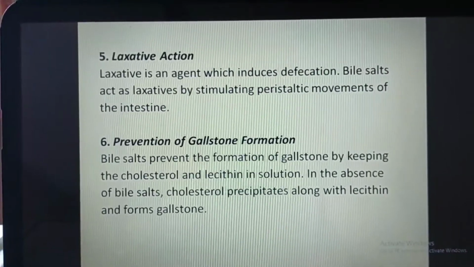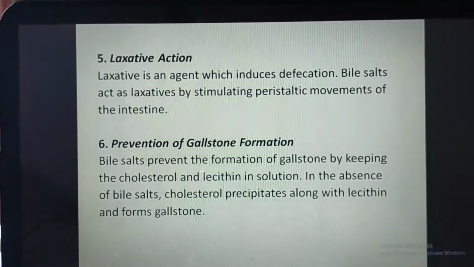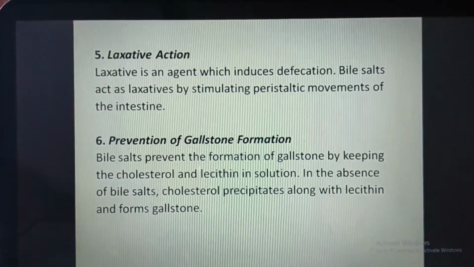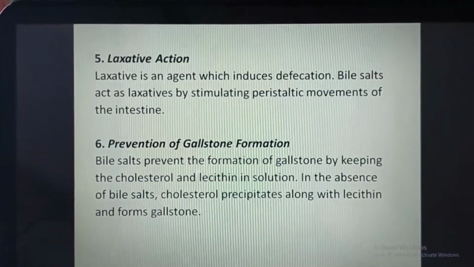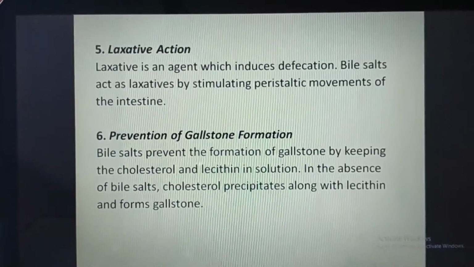Prevention of the gallstone formation. Bile salts prevent the formation of gallstone by keeping the cholesterol and lecithin in solution. In the absence of bile salts, cholesterol precipitates along with lecithin and forms the gallstone.